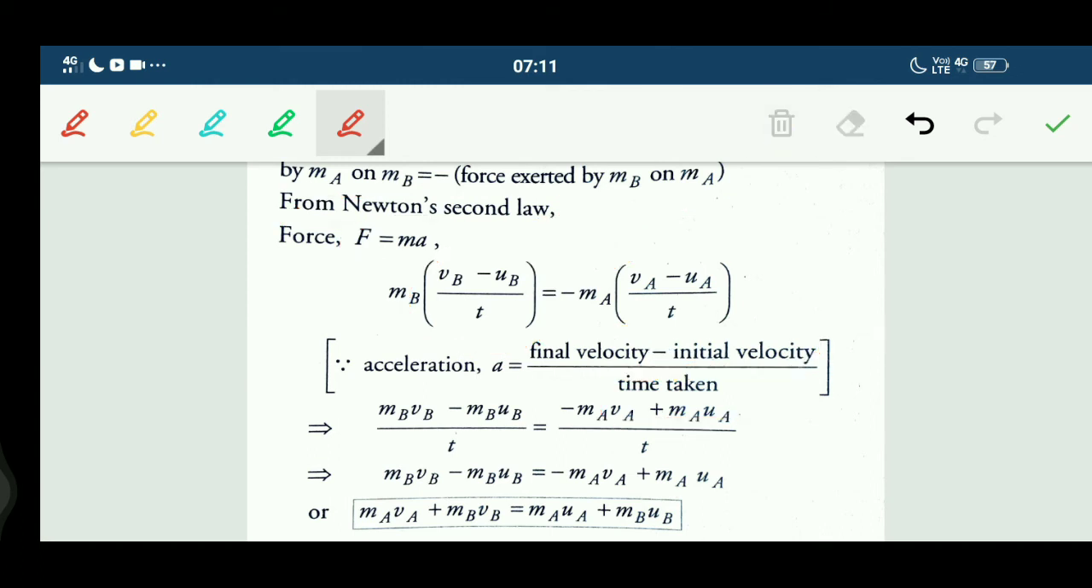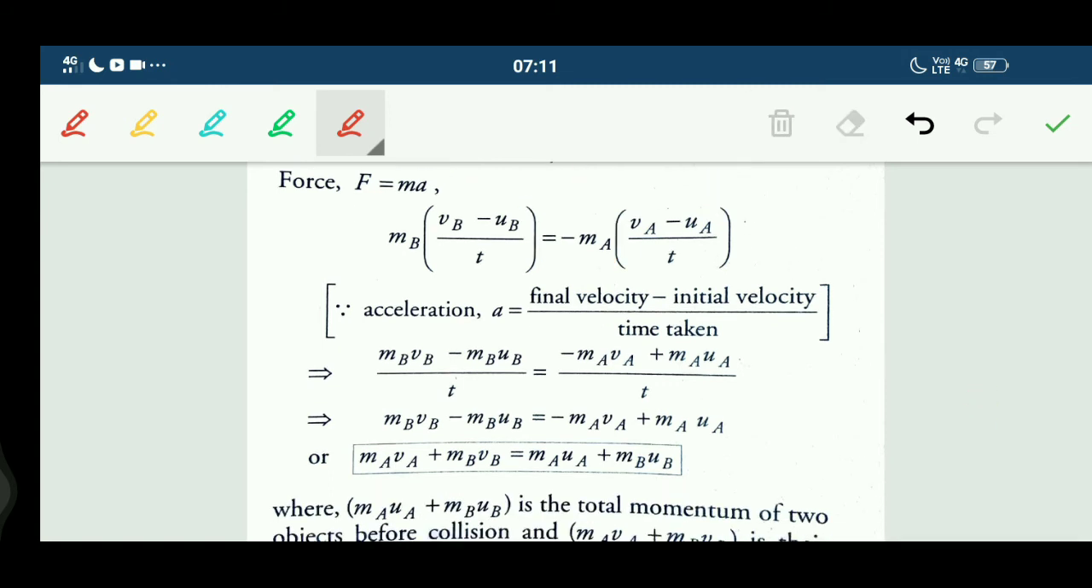Similarly children, minus FB. So we can take here minus MA. And what about the velocity? Velocity for the body having the mass MA, final velocity becomes VA and initial velocity becomes UA, and that is divided by time. So I hope you have got this, children.